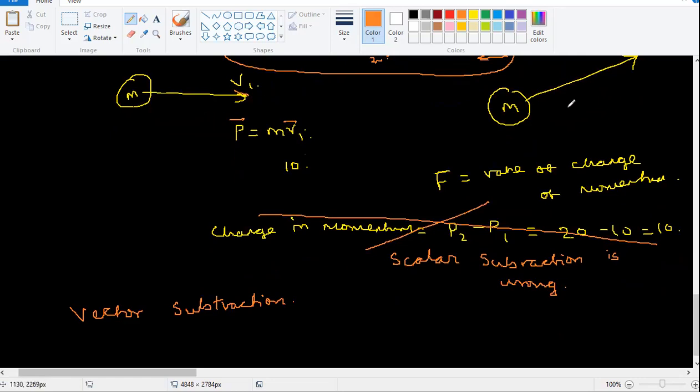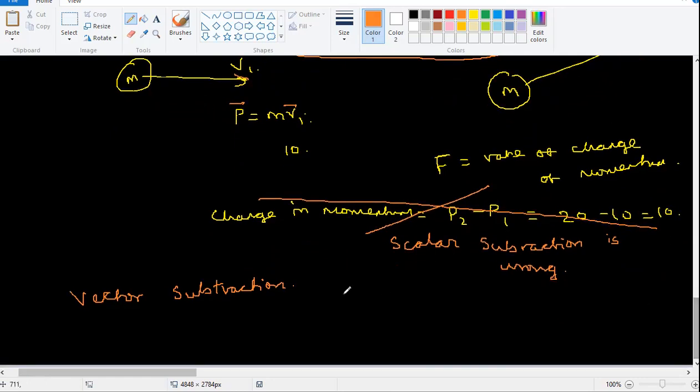So if this was angles, what I would do is I would draw the V1 here. I would draw the V2 here. Sorry, mass into velocity, momentum. So this is your P1. This is your P2. M into V2.